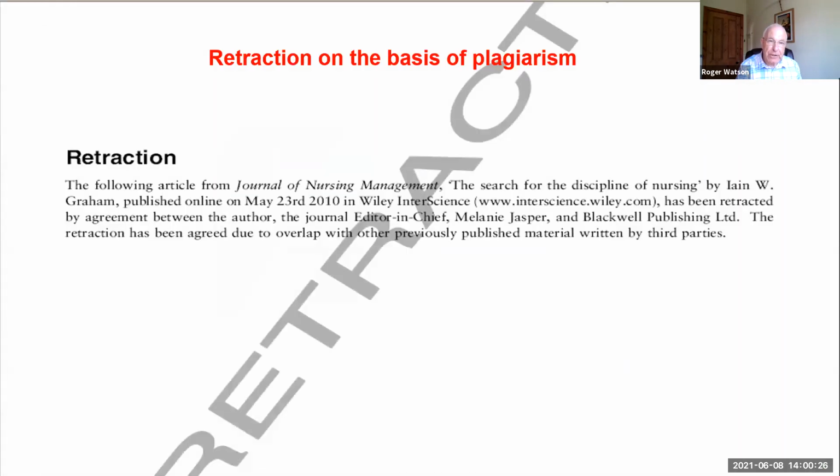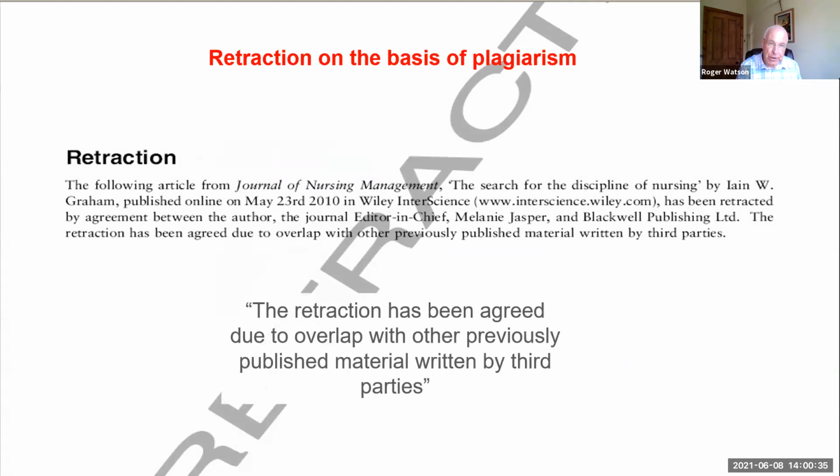And again, a retraction on the basis of plagiarism. You can see that the paper's got a retraction watermark through it. It stays in the public domain. And it says here the wording that we use is retraction's been agreed due to overlap with other previously published material written by third parties. The word plagiarism is never used because it has legal consequences.